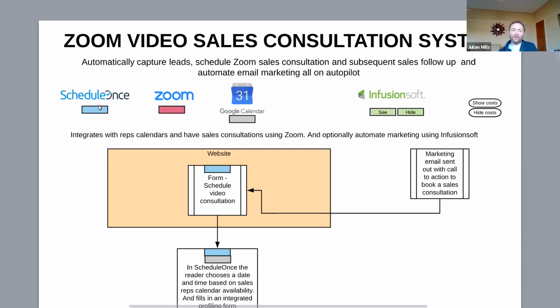Schedule Once is like a virtual PA, really. I could not live without this now in my business, because it saves me so much time, as I'll show you in a minute. There is a cost associated with this. Presently it's $15 a month for three users. So you can have three reps using it for $15. It's a very sophisticated scheduling system, the best one I believe out there.